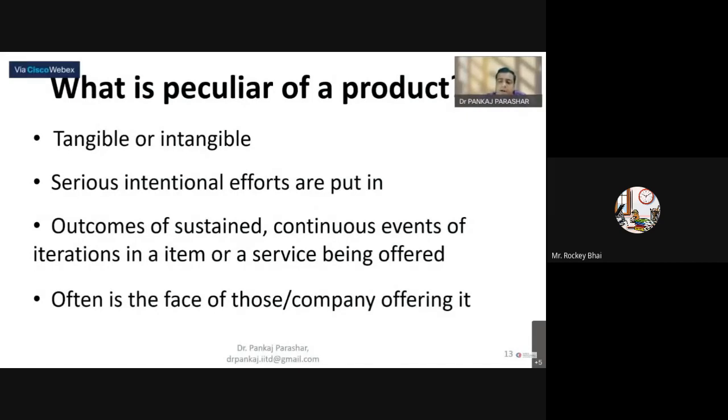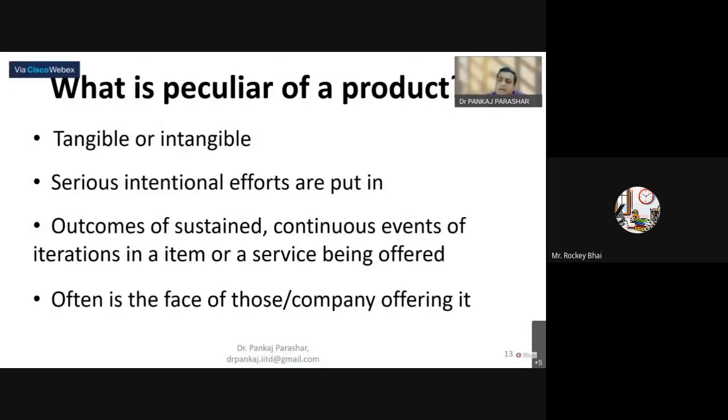Some products have become the face of the company. iPhone is the face of Apple Incorporation. So that's why products at times become the company. People don't know much about Nestle, but many more people know about Maggi. So that is how a product becomes the face of the company.